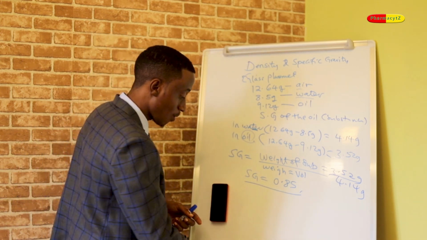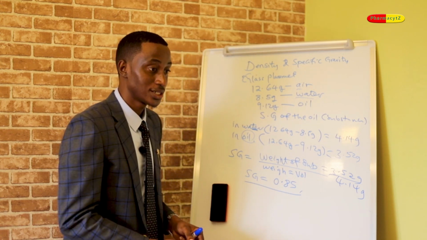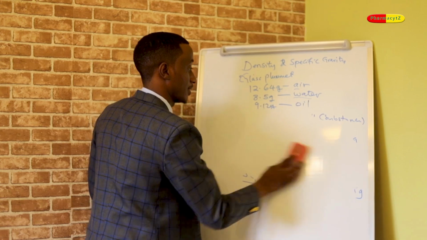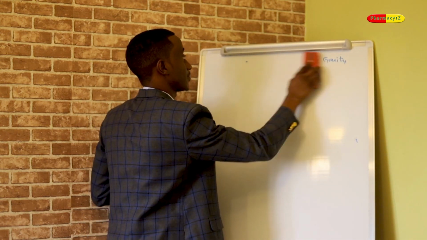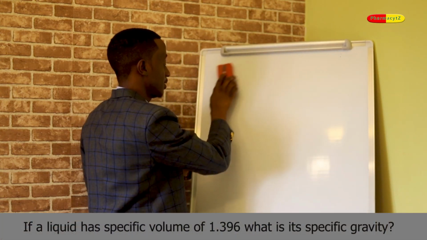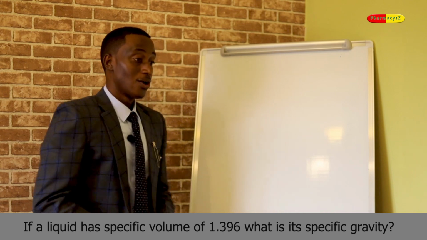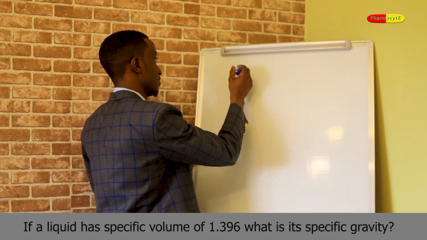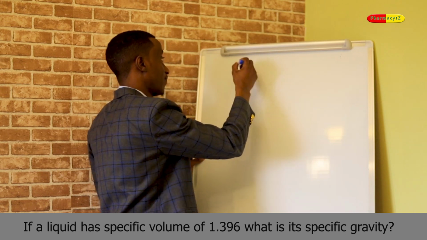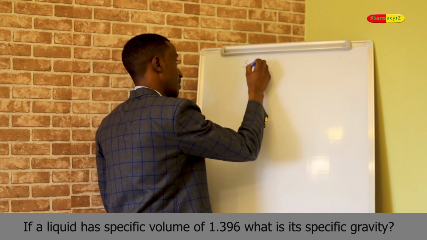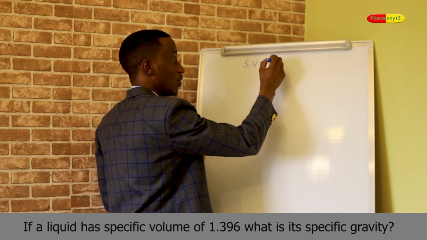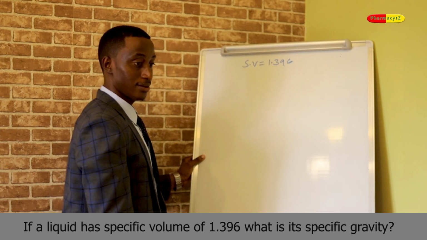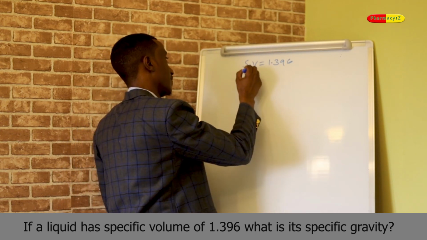Let's have one more example, then we quit the session. All right, if a liquid has a specific volume, listen to this. This is a logical test. If a liquid has got a specific volume of 1.396, then what is the specific gravity?